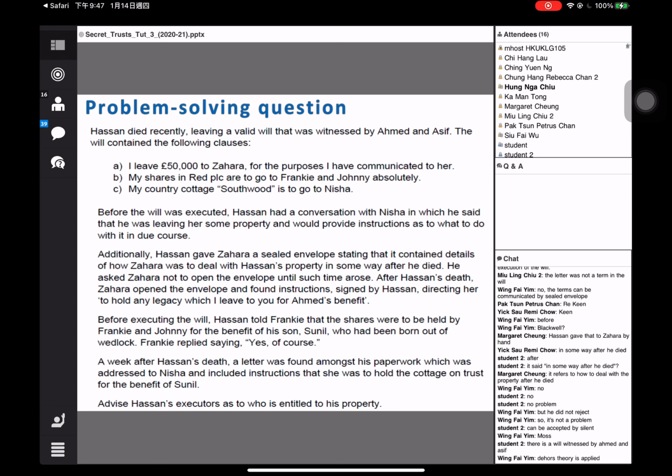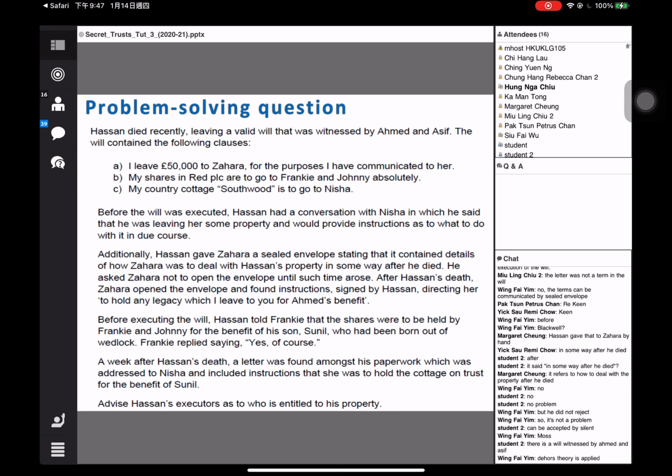Dehors the will. If we apply the dehors the will theory, then we're saying the secret trust is made outside of the will. Why? Because it was created inter vivos. It was created by Hassan during his lifetime. It wasn't constituted until after he died, true, but it was created during his lifetime, and therefore, according to the dehors the will theory, it is an express inter vivos trust. Therefore, it does not arise by virtue of the will. Therefore, it is not a testamentary trust. And so the Wills Act does not apply to it. It falls outside of the scope of the Wills Act, so it falls outside of the scope of Section 15.